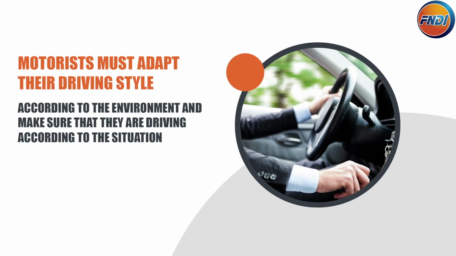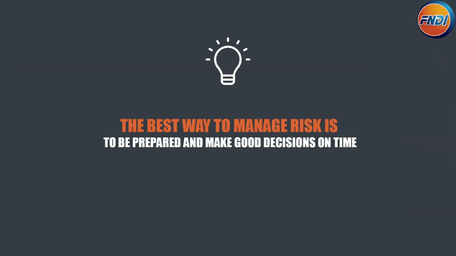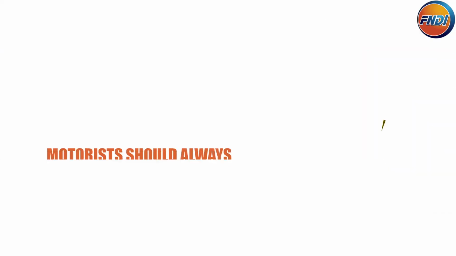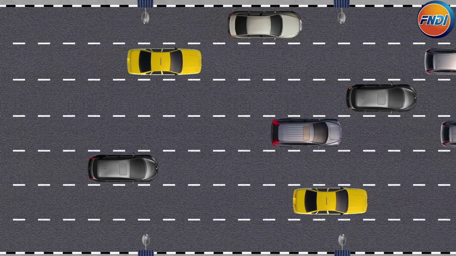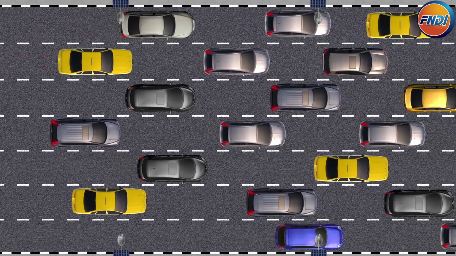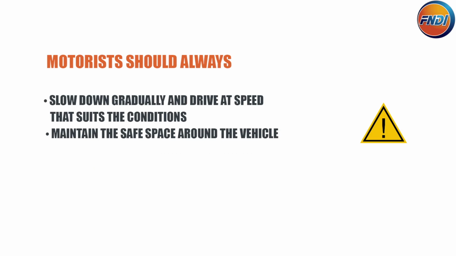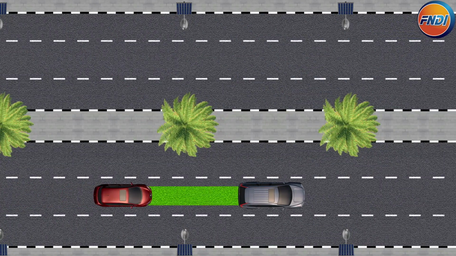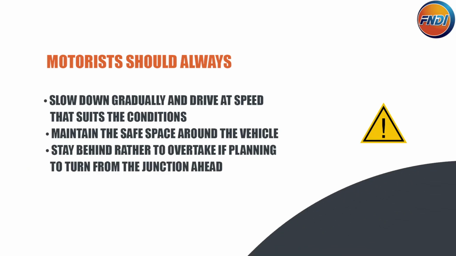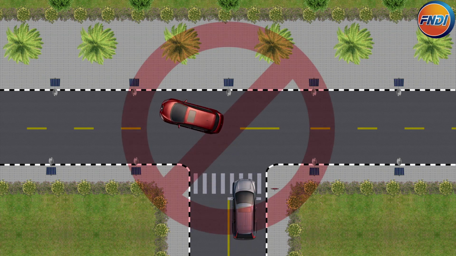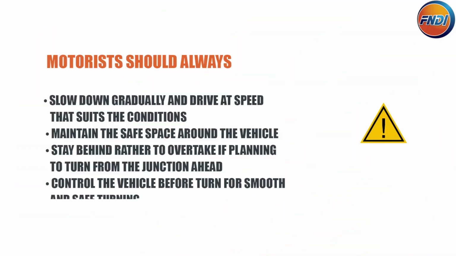Motorists must adapt their driving style according to the environment and make sure that they are driving according to the situation. The best way to manage risk is to be prepared and make good decisions on time. Motorists should always slow down gradually and drive at speed that suits the conditions. Maintain the safe space around the vehicle. Stay behind rather than overtake if planning to turn from the junction ahead. Control the vehicle before turn for smooth and safe turning.